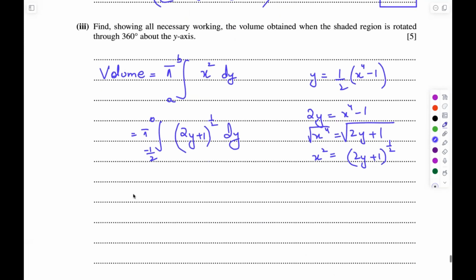Now integrating 2y plus 1 to the power 1 upon 2, we'll get 2y plus 1 to the power, increasing 1 upon 2 by 1, that will become 3 upon 2. Dividing it by the new power 3 upon 2 and multiplying it by the derivative of 2y plus 1, so this will multiply by 2. So the final expression for the integral of x squared will be 1 upon 3 into 2y plus 1 to the power 3 upon 2.